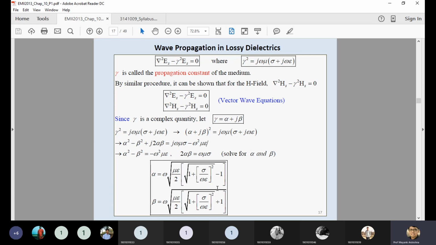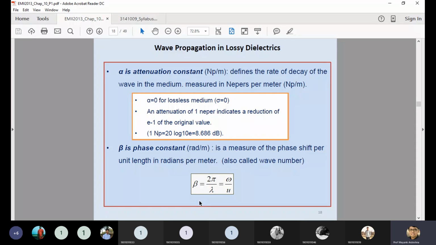Attenuation means your amplitude value is degraded, which can be identified based on alpha, and your frequency is slightly changed, or maybe your phase is changed according to your frequency. Then you can identify that as beta, and the combination of these two indicates the propagation constant. So these are simple definitions of alpha and beta. Alpha is the rate of decay of the wave in the medium, measured in Napier per meter, and beta is the measure of the phase shift per unit length, measured in radian per meter.